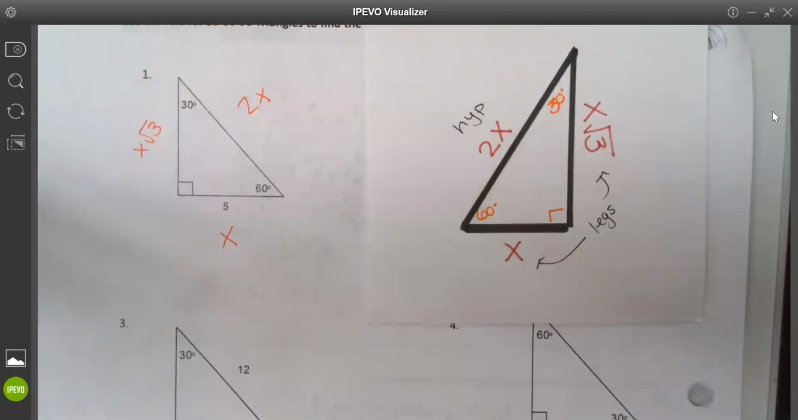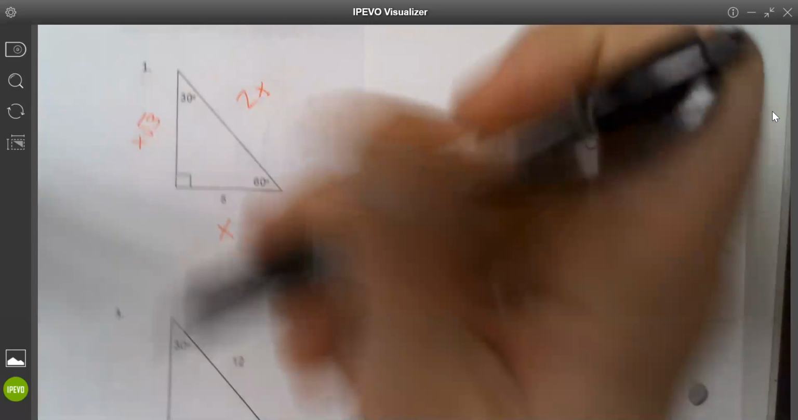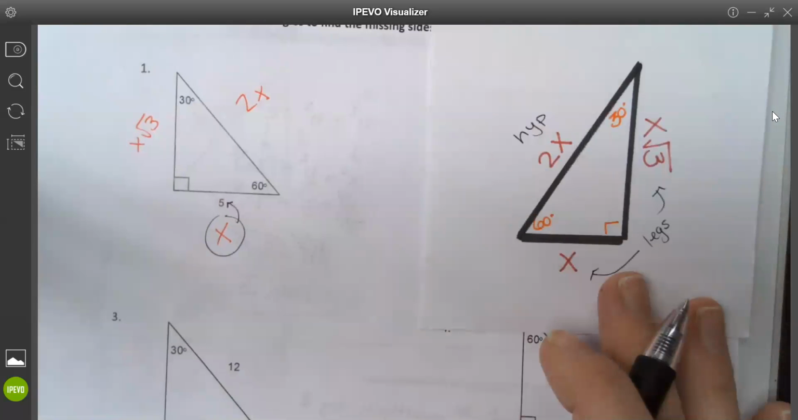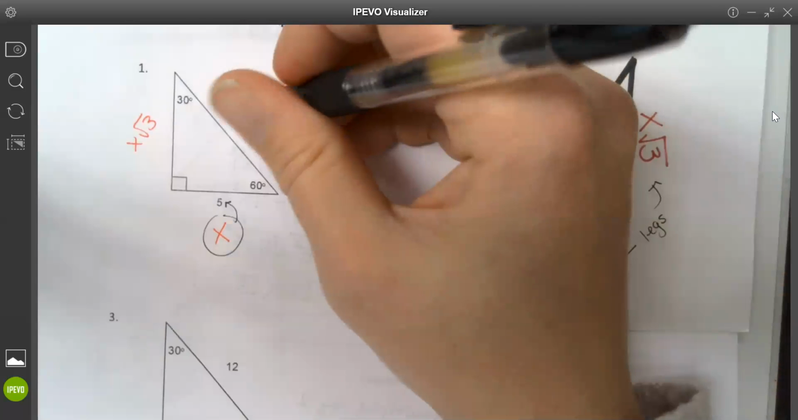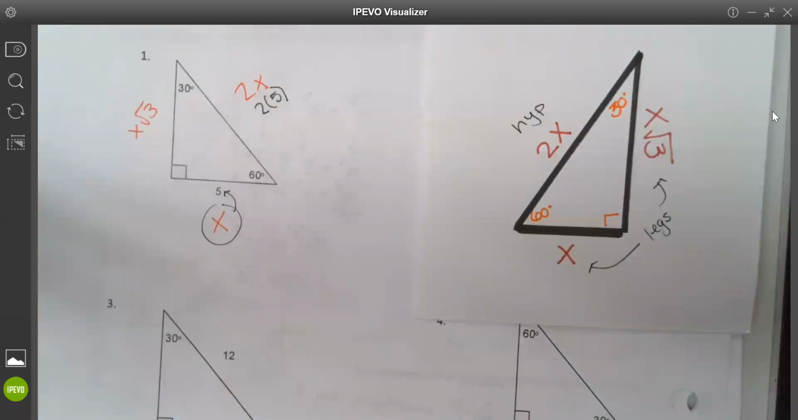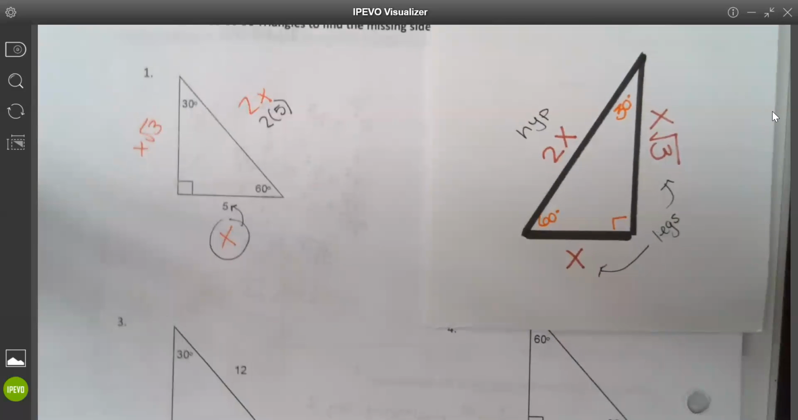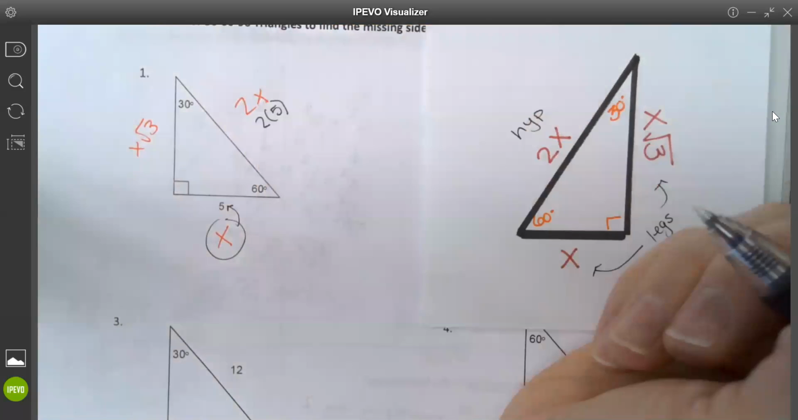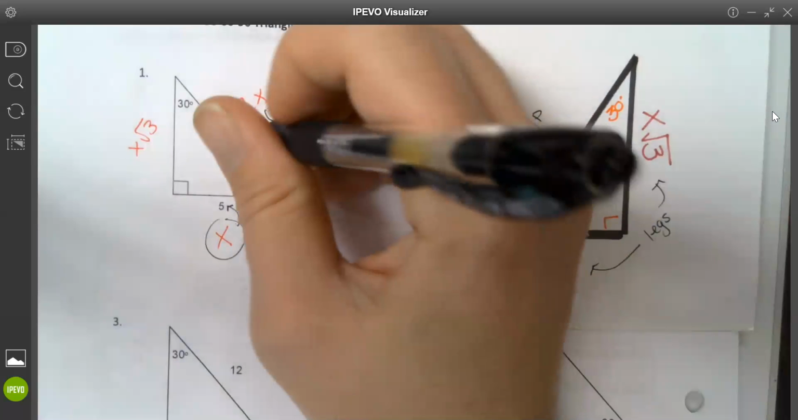Okay, so first I label my pattern, and I tend to always go 30, hypotenuse, fill in the last side. It's easiest for me. For this one, the side that we are given is x, which is nice because now I'm just plugging in. It means my hypotenuse would be 2 times x, or 2 times 5 is 10.